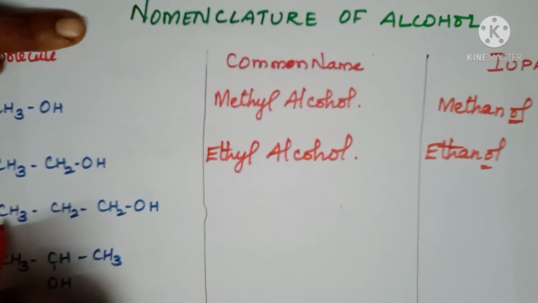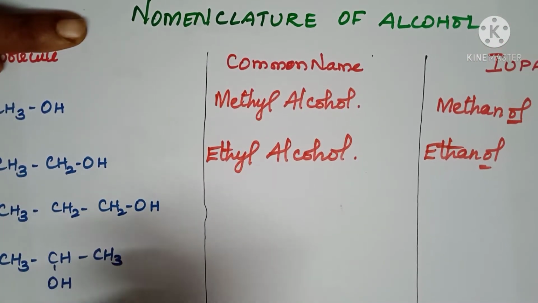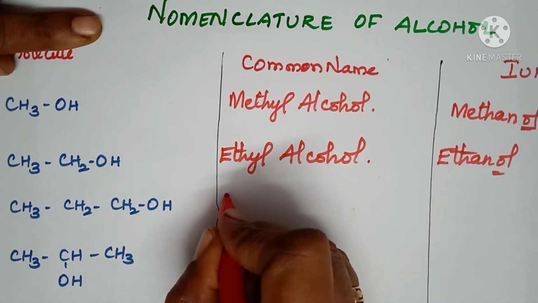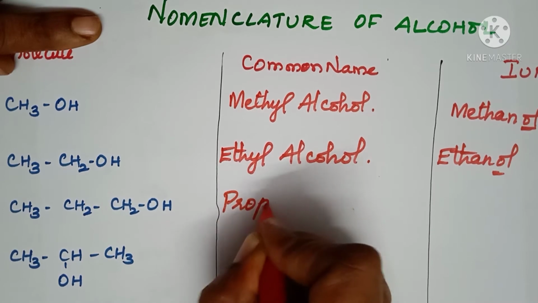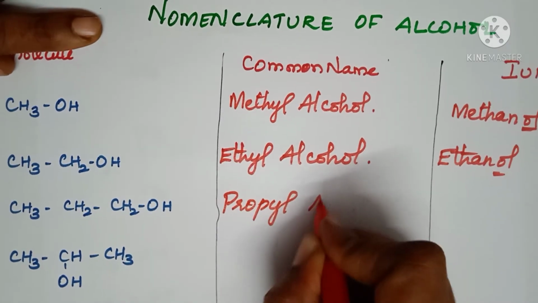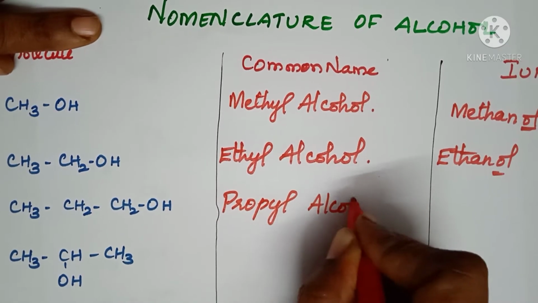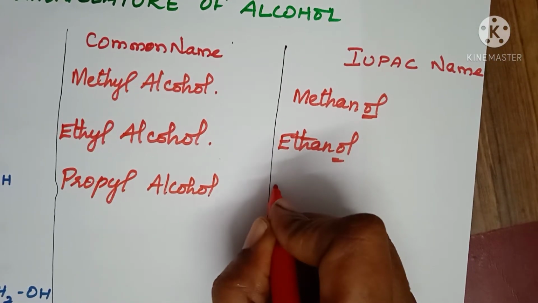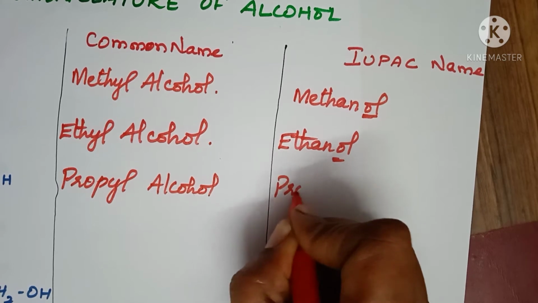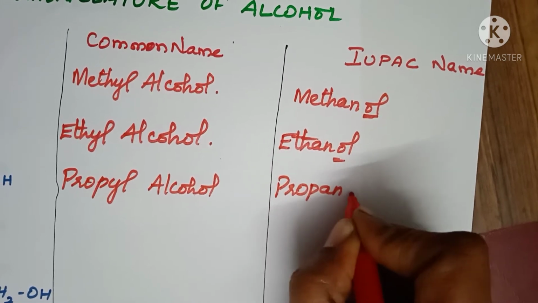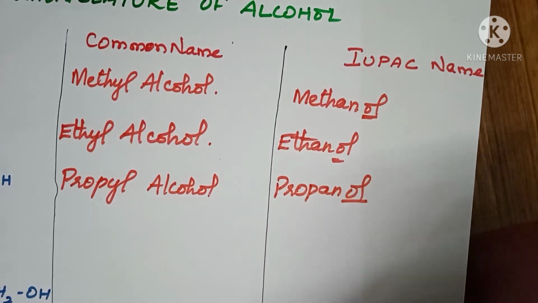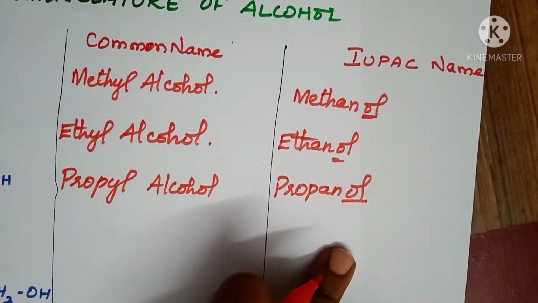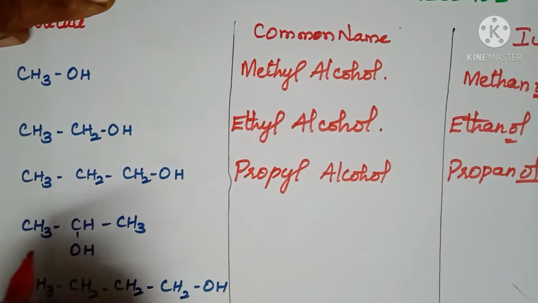Okay, next one. How many carbons are there? 3 carbons. 3 carbons means propane, so propyl alcohol. Now what is the IUPAC name? Propanol. For aldehyde, AL will come. For alcohol, OL will come. Hope you remember this. Next one.